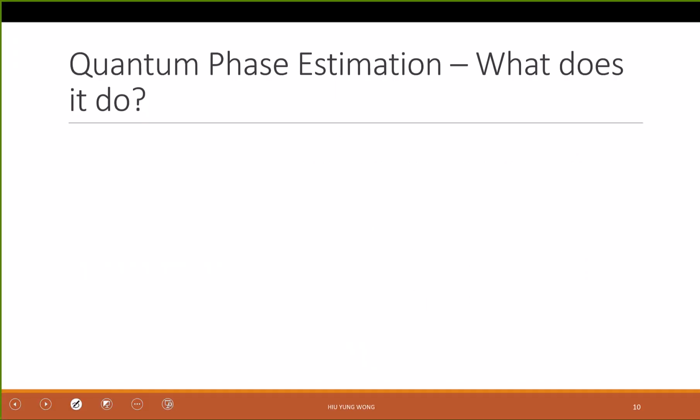Pretty long, right? But what does it do? The most important thing is to understand what it does. What is the meaning of phase estimation? That is more important than understanding the matrix, right? So let's take a look at this.